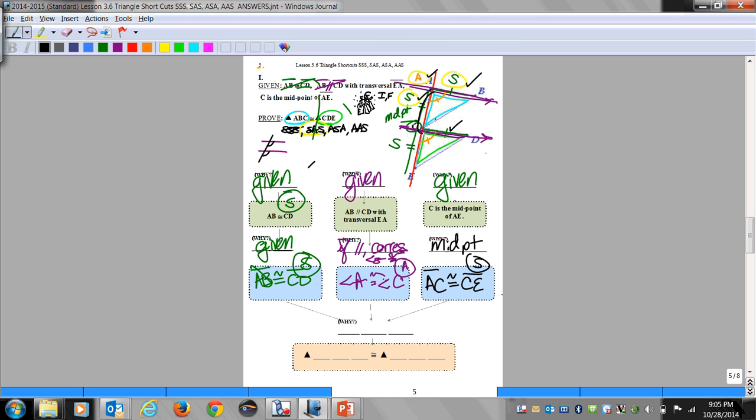Finally, we can say that the triangle ABC is congruent to CDE. These two triangles are congruent, so that would be the blue triangle is congruent to the green triangle, and the reason why is side, angle, side.